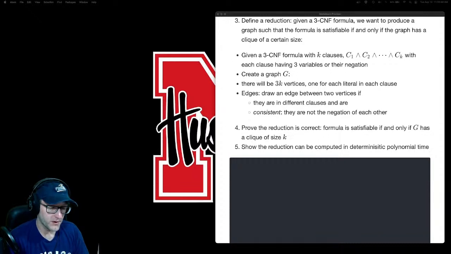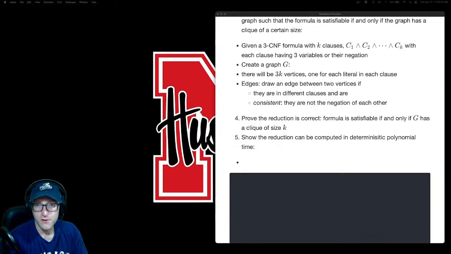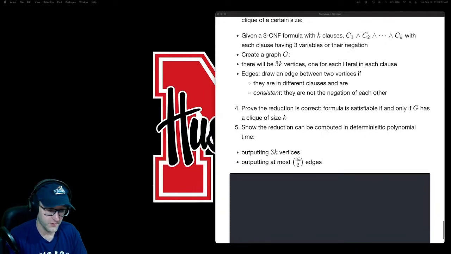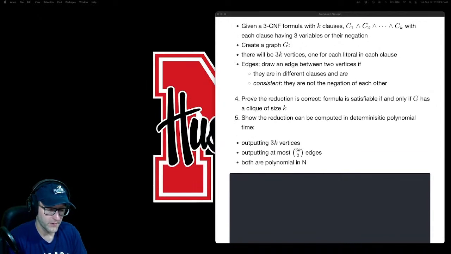And that one's pretty easy, right? All you need to do is iterate over the clauses. We're outputting 3k vertices. We're outputting at most 3k choose 2 edges. Which are both polynomial in n.